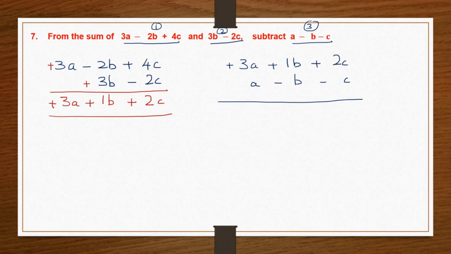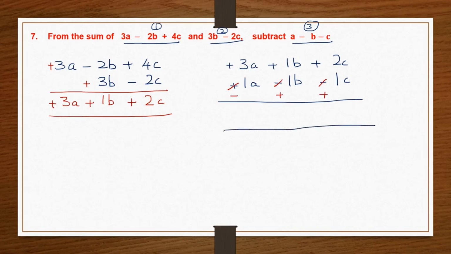Let's put the signs first. So this becomes plus 1, 1 here and 1. Now the signs of all the terms in the second expression will change because it is subtraction. Plus becomes minus, minus becomes plus, minus becomes plus. So now let's work this out.